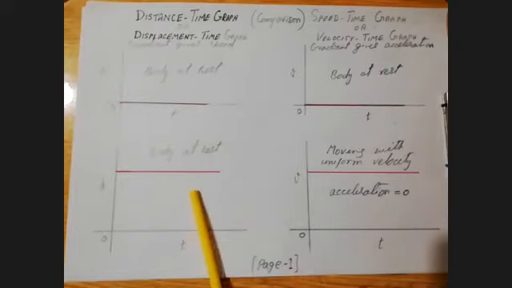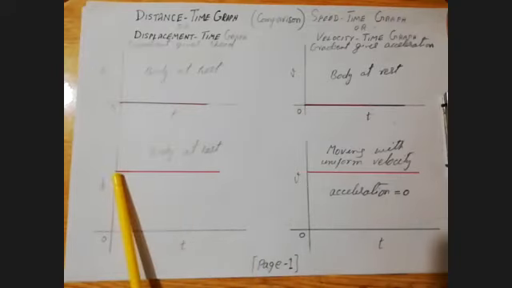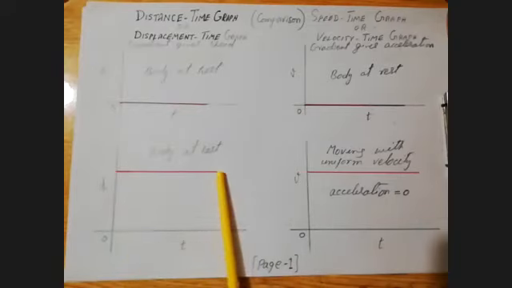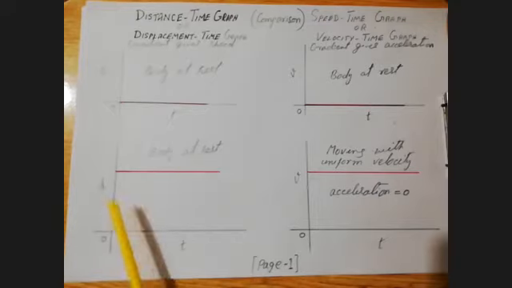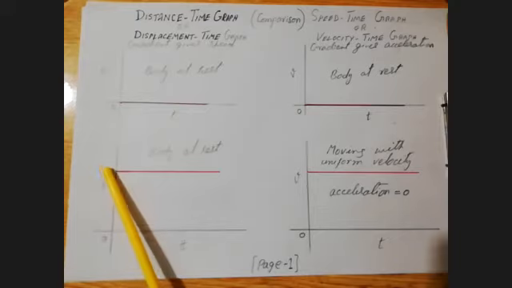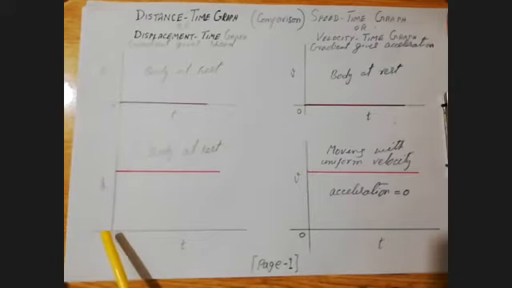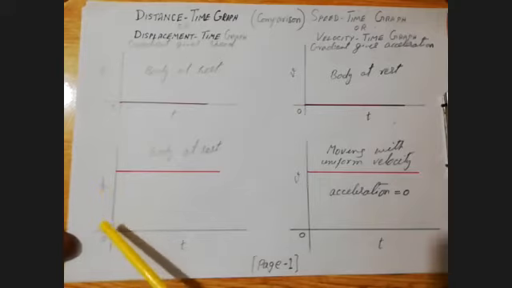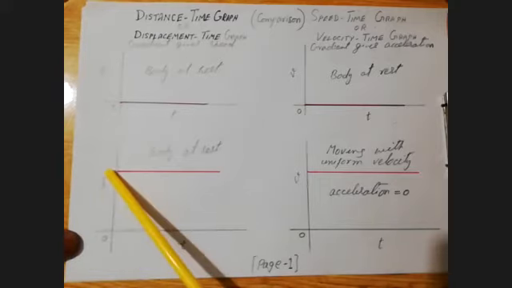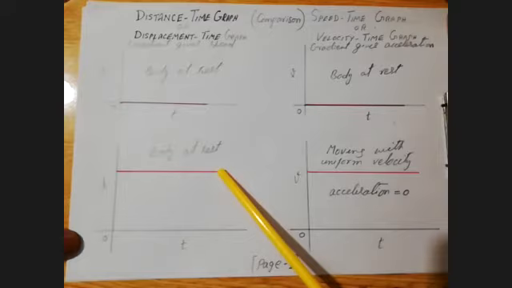Now come to the second point here. This line is also showing that the body is at rest. In the case of the distance time graph, here it is zero distance, and here there will be some value of distance. So after covering this much distance from the given destination, the body has come to rest. So this is also showing that the body is at rest.